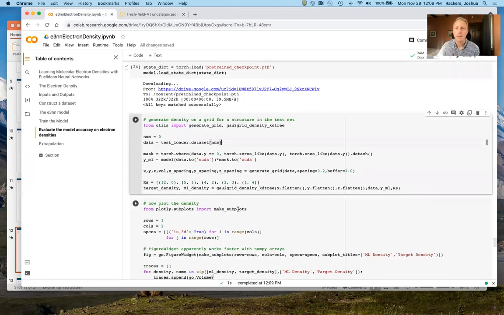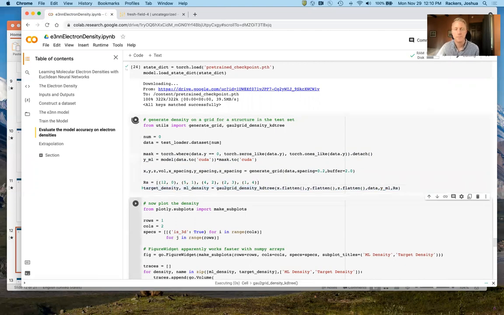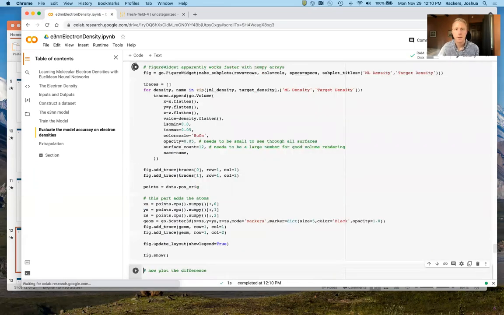And let's go ahead and look at some densities. So we're going to generate the density on a grid for the first structure in the test set. So this is executing the model here. This is kind of buried here, but here's the model. And then we're going to generate a grid, and then we're going to use that model, here's the argument, to get the density on a grid. So this might take a second. Oh, there we go. And then let's plot this and see how the target density looks compared to the machine learned density.